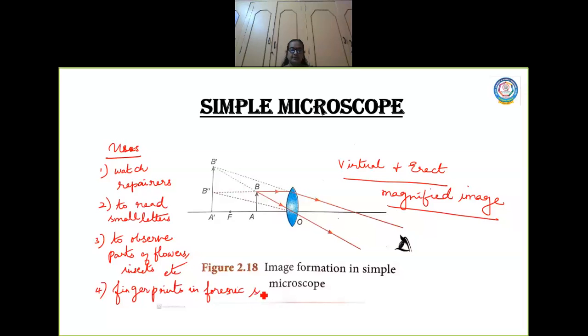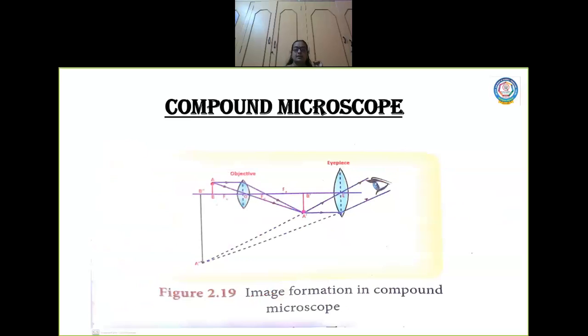In the forensic science department, suppose you have to find out any traces of any particular person, you will go for fingerprints, which can be seen only through a microscope. So these are some of the uses of a simple microscope. Okay, this is a very small topic. Let us go to the next topic, compound microscope.